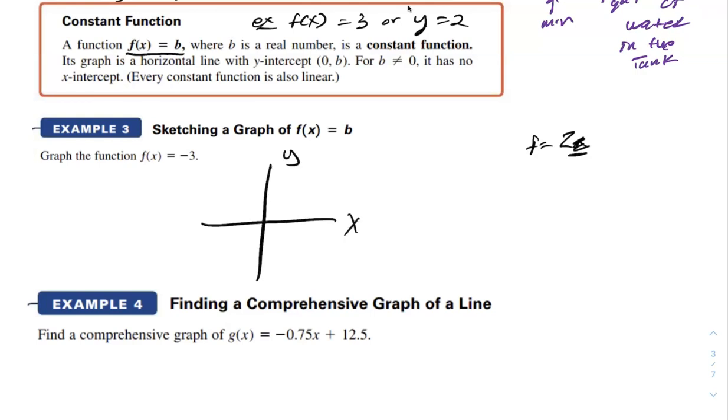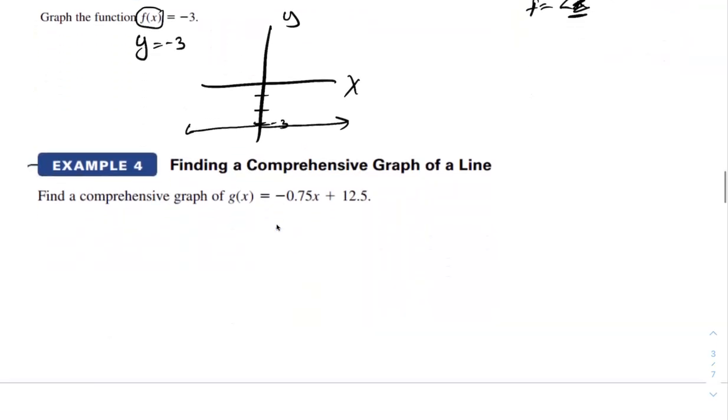So x, y. The easiest way to graph this, remember, f of x is the same thing as saying y. So it's like saying y equals negative 3. So all you want to do is go to negative 3 on your y, and then follow the tally mark. So 1, 2, 3, that's negative 3. And then the graph follows the tally mark. So it looks like that. And there you go. That's how you sketch a constant function.